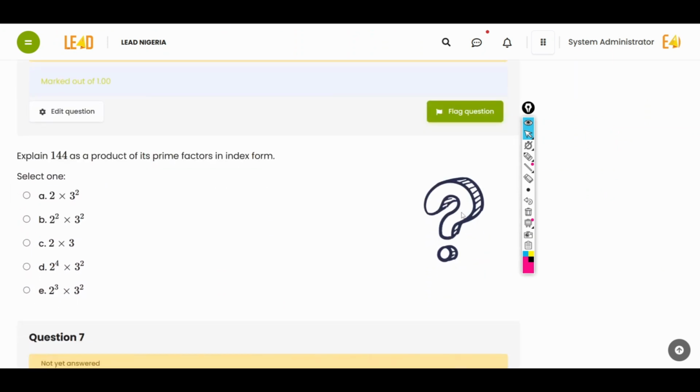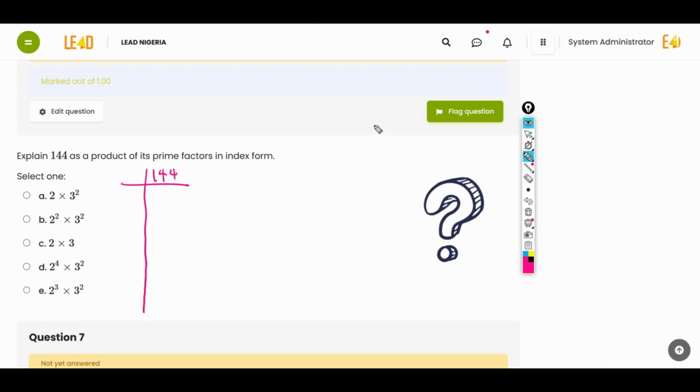Question 6 says, express 144 as a product of its prime factors in index form. There are two ways to do this. We can use the regular division. So I'll do both for this question.